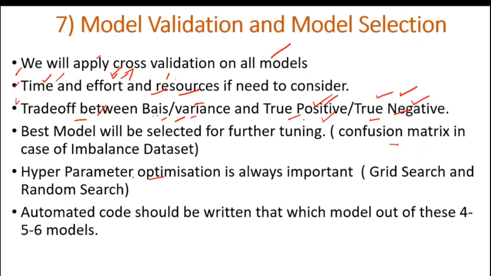There are two techniques for hyperparameter optimization: one is grid search and the other is random search. Once we have selected the best model, we have to prepare the automated code. So what is automated code? In this code, we have all the algorithms. We will prepare all the algorithms.